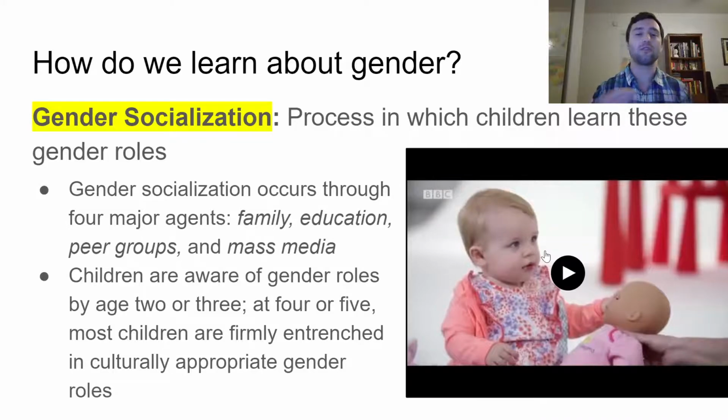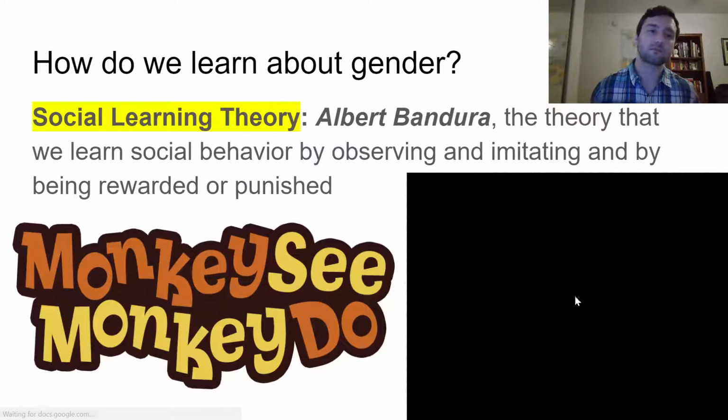And again, all of these small little tiny pieces build and build and build and build, and it tells us, okay, this is how boys should be and this is how girls should be by the time we're about 4 or 5 years old.